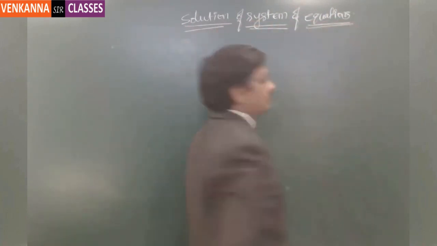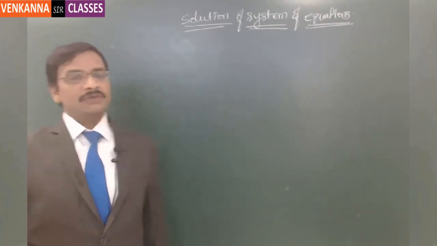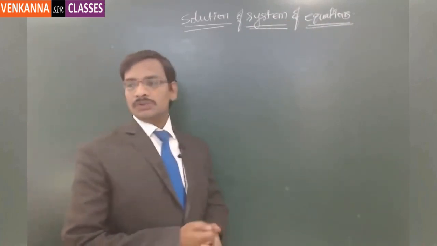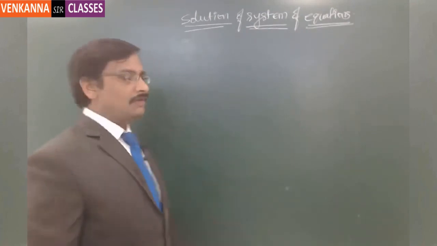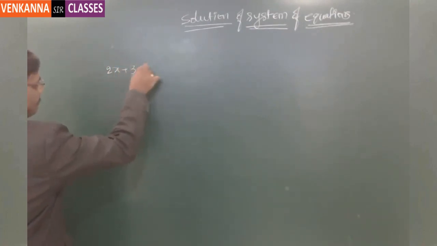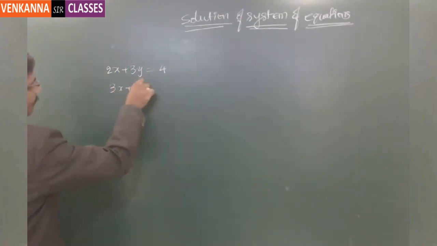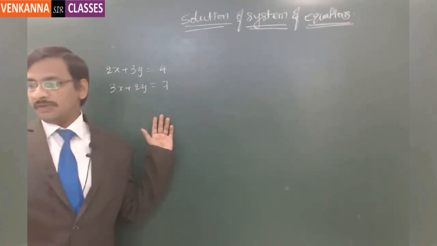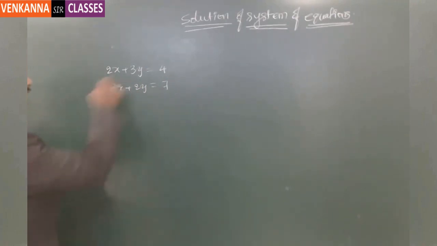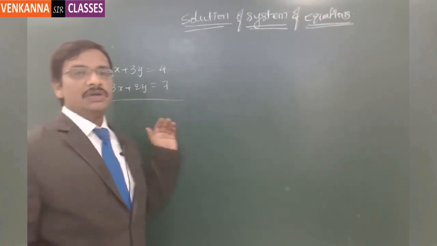Solution of a system of linear equations, right? So in this topic, what we are going to learn is how to solve a set of linear equations. For example, take a simple example: 2x plus 3y equal to 4, and let us say 3x plus 2y equal to 7. These two are a set of equations which represent two different equations. For solving these equations, there are different kinds of methods that we are going to adopt.